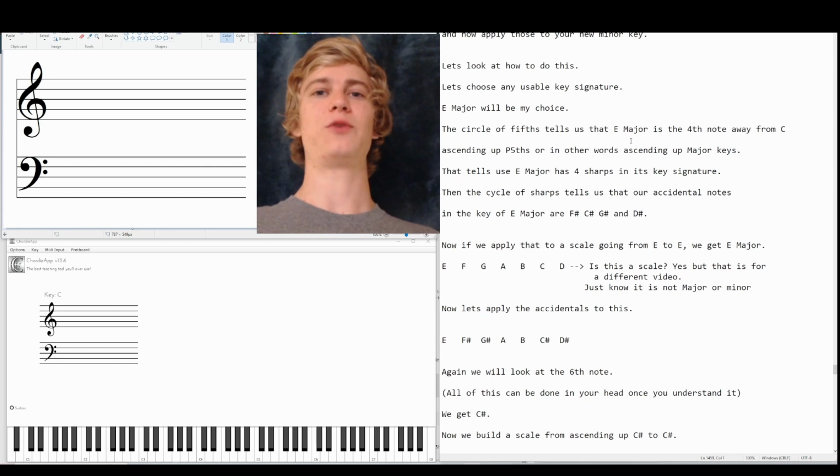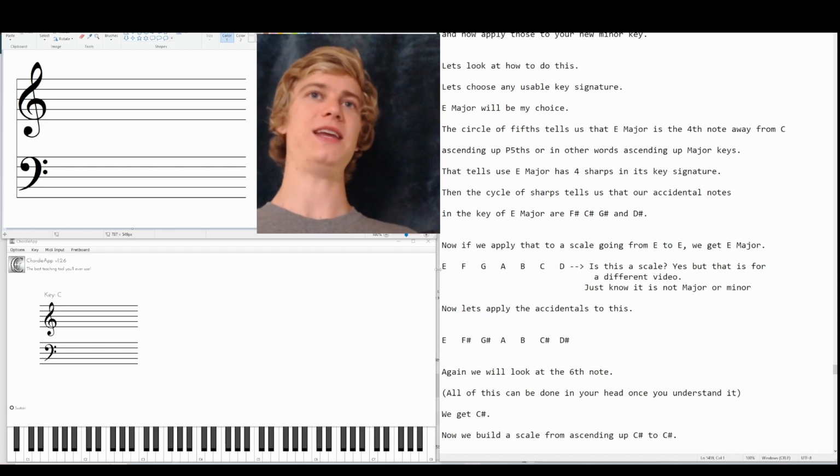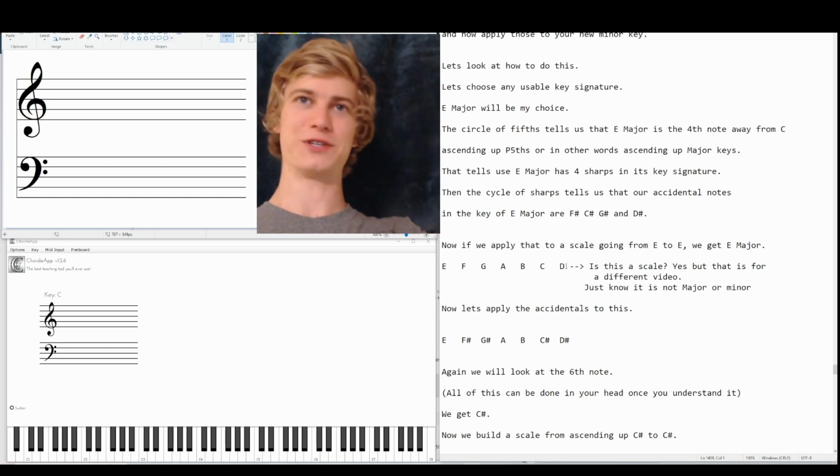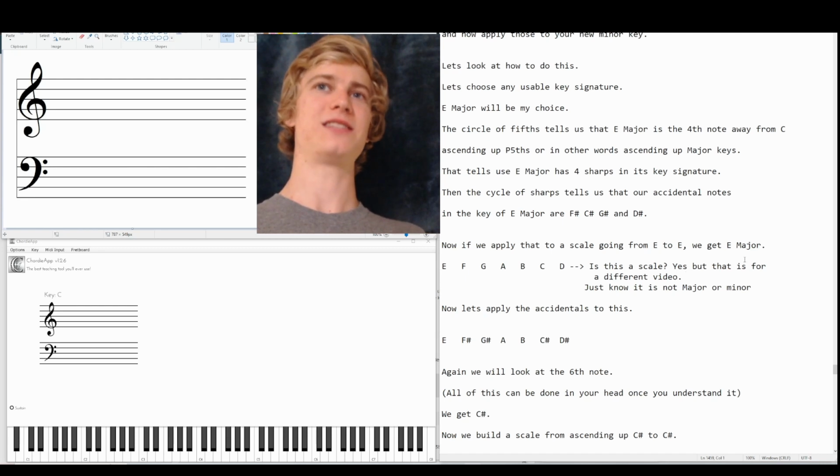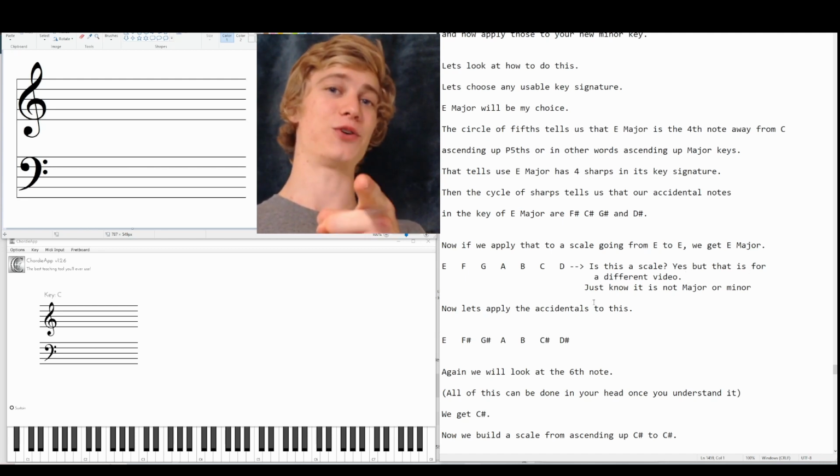So now first I'm going to write down a scale that just goes from E to E. As you can see, the scale goes from E to E. After D, of course, the note is E after that. And there's a question kind of here. Is this a scale? You see it's going through these notes without any sharps or flats. Yes, this is a scale, but that is for a different video. Just know it is not major or minor.